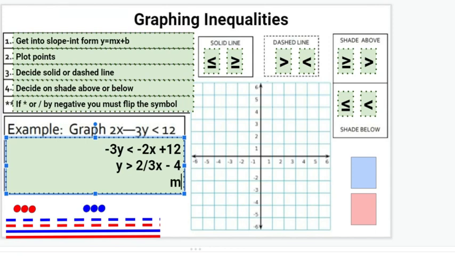Let's put m and b, and then I'll just put some spaces. There we go. Dang autocorrect. There we go. Okay, so my m is 2 over 3 and my b is negative 4. So remember when we're graphing, we always begin with b.